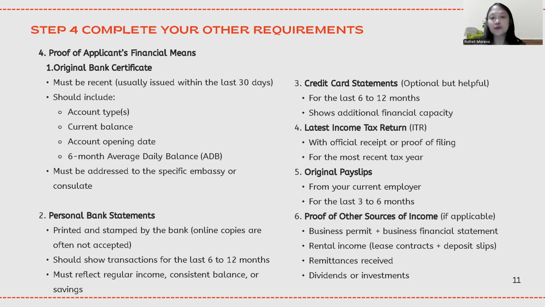You also have to submit your payslips, original payslips from your current employer, and it should cover the last 3 to 6 months. Also, you have to provide proof of your other sources of income, if applicable. If you have a business, then you provide a copy of your business permit and your business financial statements, your rental income, if you are leasing, if you have lease contracts, and deposit slips, that can be also helpful. And you also provide remittances if you have received any, and proof of your dividends and investments.